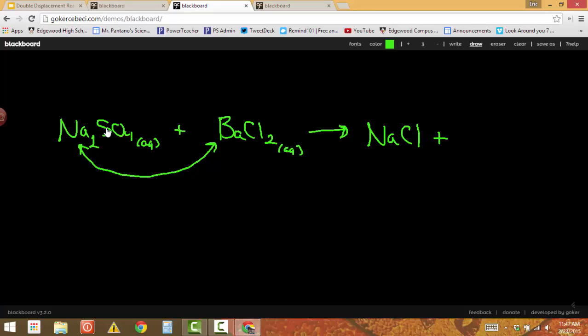Okay? Barium +2, sulfate -2, BaSO4. Okay? To balance, I'm going to need a 2 in front of the NaCl to get 2 sodiums and 2 chlorines. There's my 2 chlorines, there's my 2 sodiums over here. So now it's balanced. Again, no state symbols until I know my solubility rules. Let's do the last one.